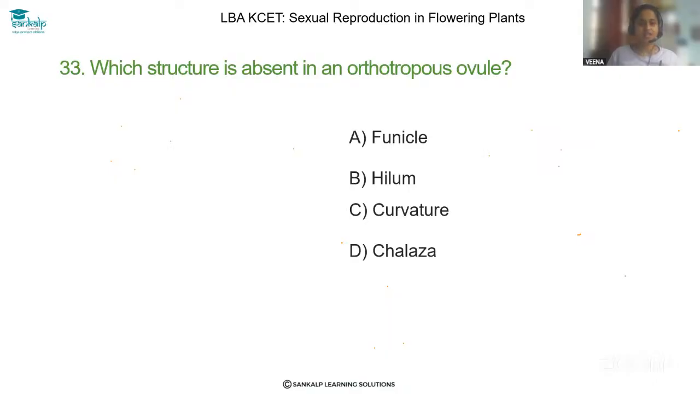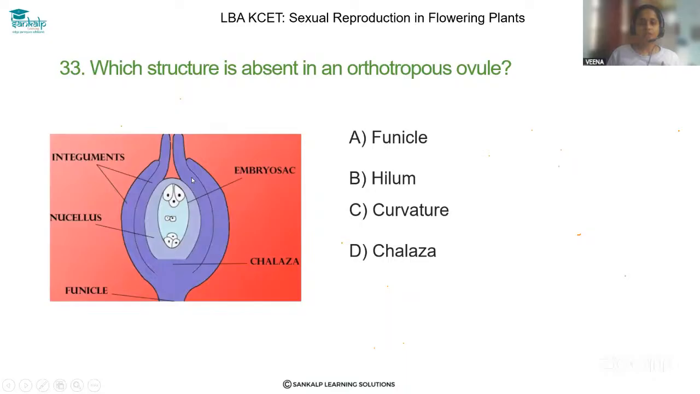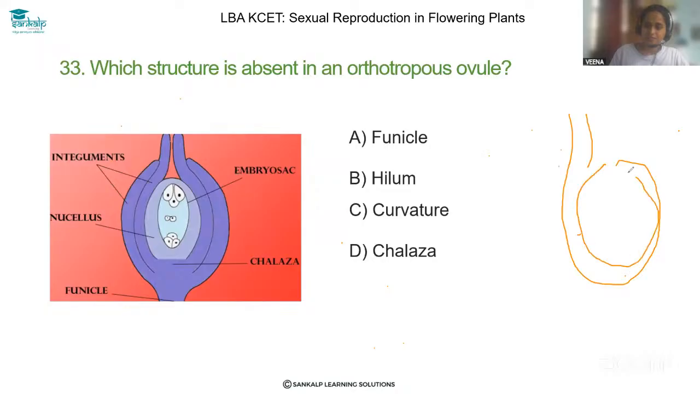Let's solve question 33. Which structure is absent in an orthotropous ovule? Already you have learnt the structure of the anatropous ovule, right? The anatropous ovule structure will have bending, a curvature. So this is the anatropous ovule.